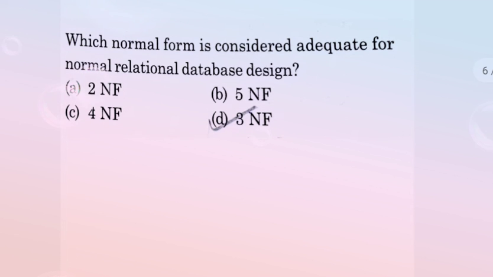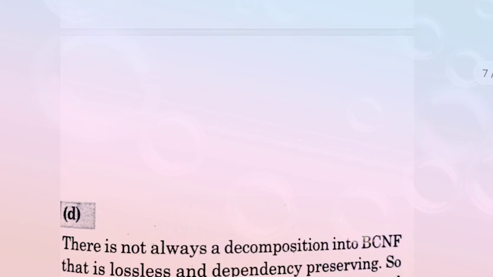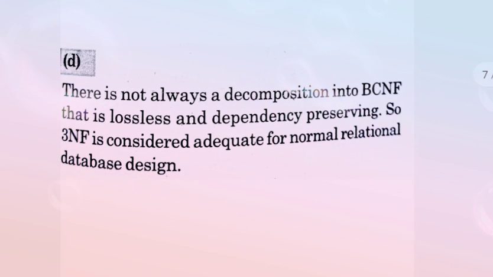Which normal form is considered adequate for normal relational database design? There are four options. Option A 2NF, option B 5NF, option C 4NF, and option D 3NF. So we say that option D is correct. How? We come to the solution here. There is not always a decomposition into BCNF, which we already considered in the previous question.